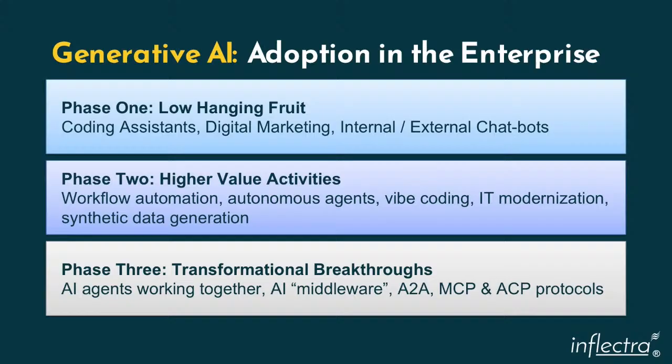Okay. So that's phase one, where we were previously. So where are we next? Phase two, we call these the higher value activities. You may have seen vibe coding is now a thing. That's basically using AI to write applications. So instead of humans writing applications, developers creating code, we're basically having machines do that. And we're going to be using AI to modernize IT.